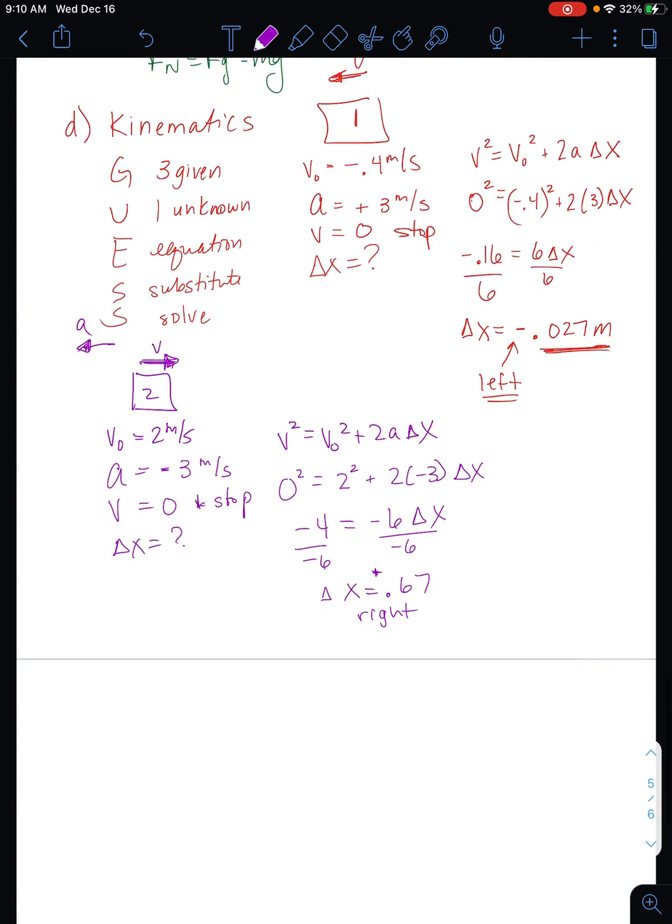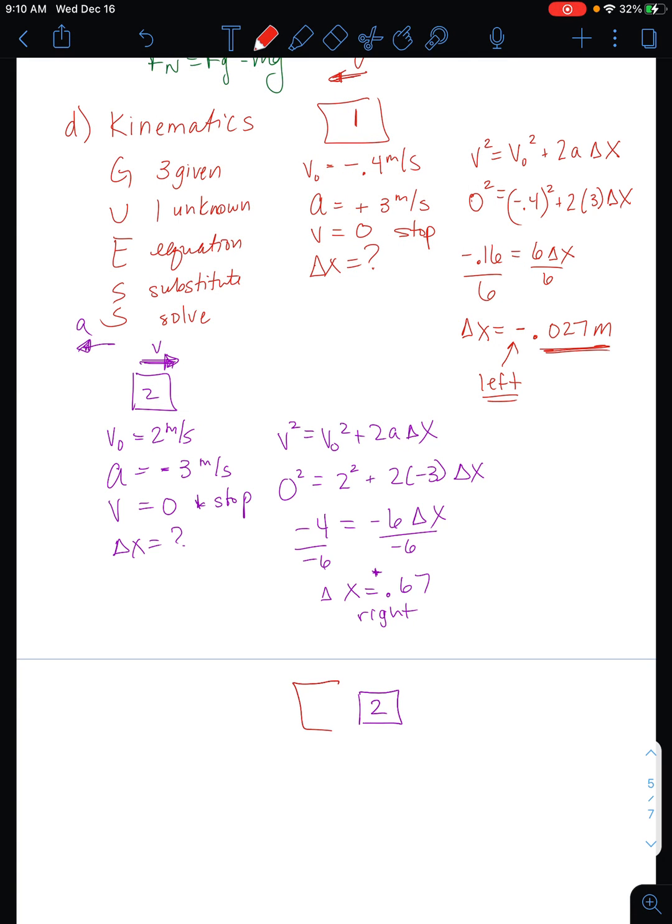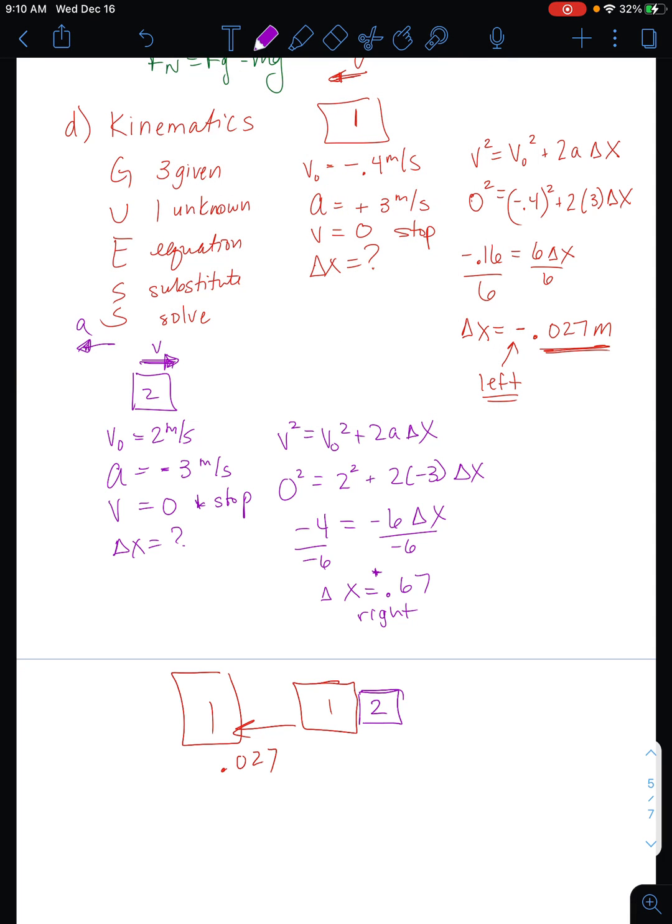You're almost done. Find how far apart they are away from each other. So, again, a nice little picture is good. I've got object 2 and object 1 that were both right next to each other to begin with. Object 1 goes to the left 0.027 meters to the left of where it started to where it ends. And object 2 goes to the right, 0.67 to the right from where it started.